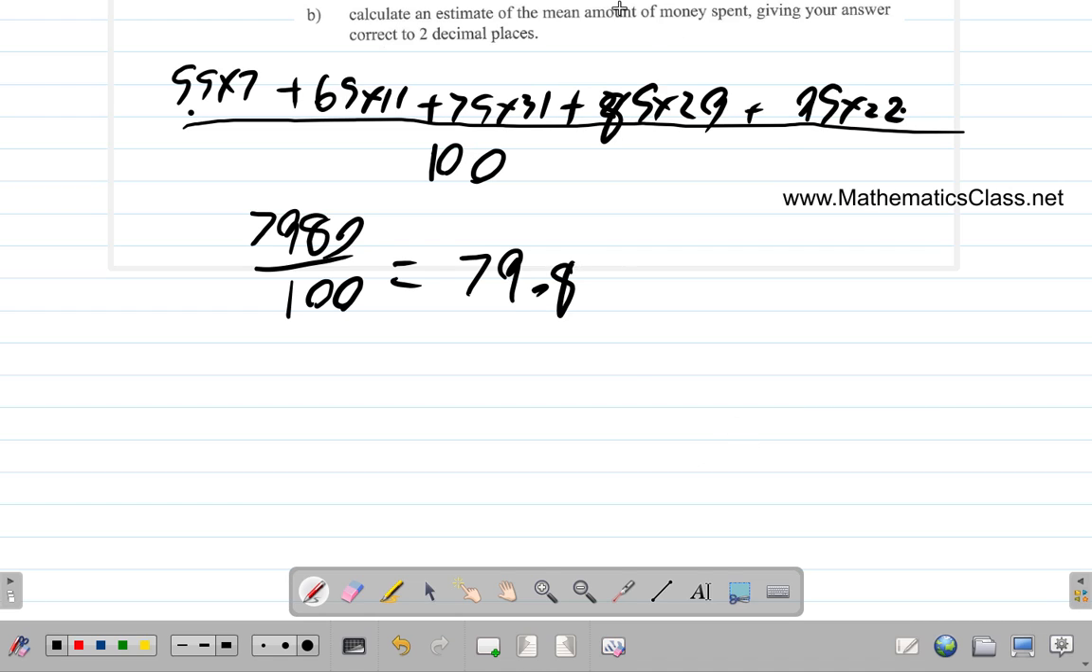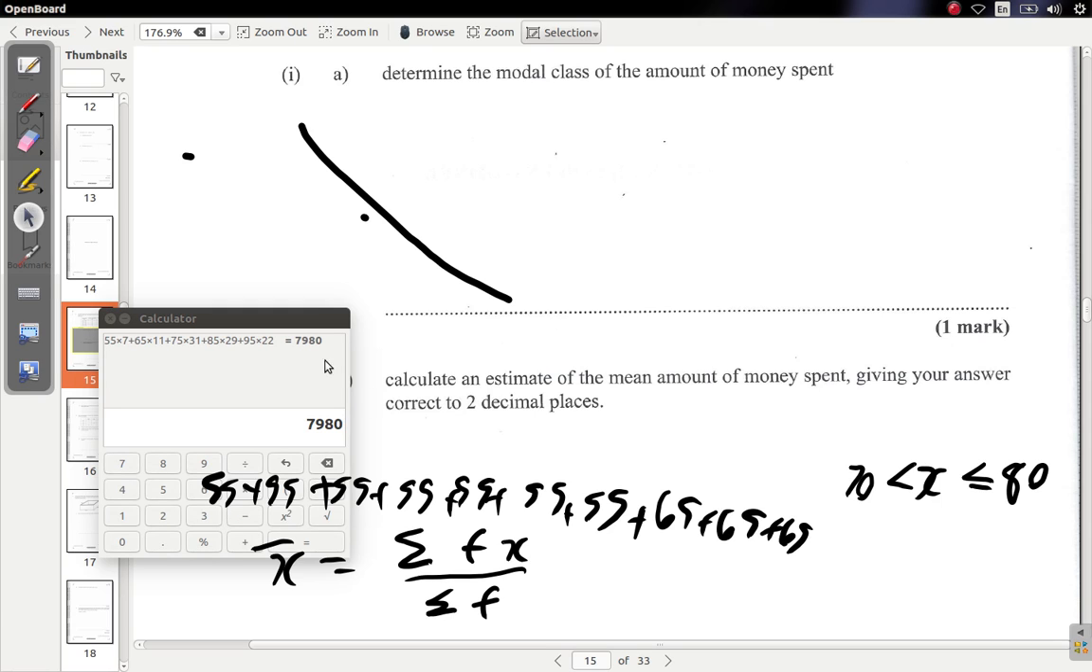What do you say? To 2 decimal places. So you put the 80. Right? The mean amount of money, $79.80 really, giving your answer correct to 2 decimal places. So you see.